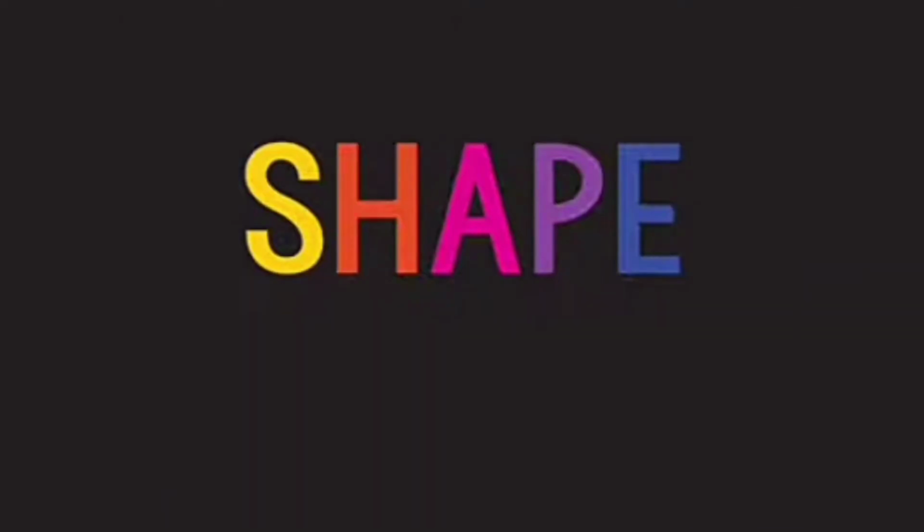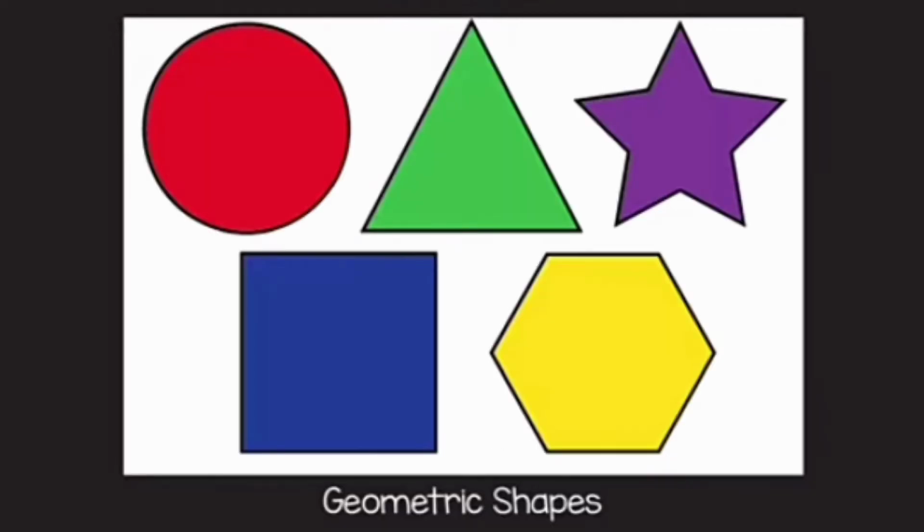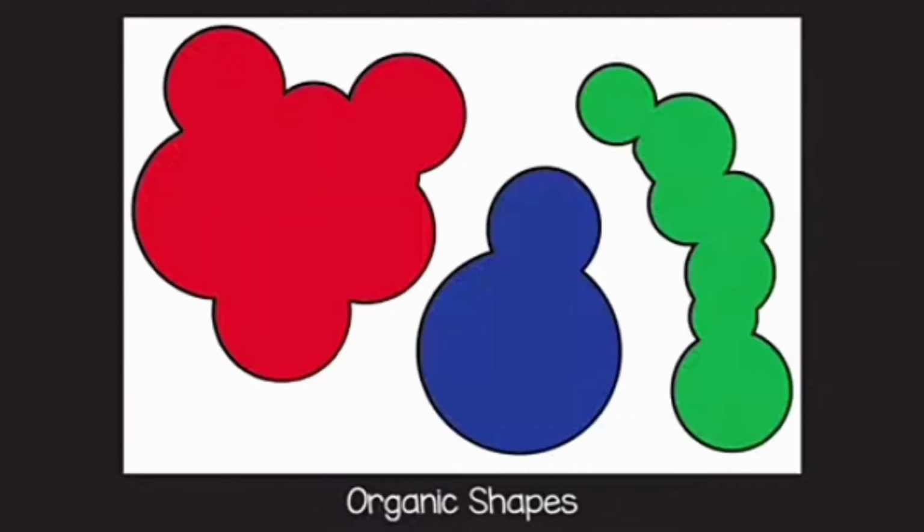Shape. Shape is a 2-dimensional area closed by a line. Here you have a line that looks like a circle, but it is not a shape yet because the ends are not connected. When the line closes, it becomes a circle. Geometric shapes are the ones that you might see in math class, like circles, square, triangle, star, or hexagon. Organic shapes are ones that you might see in nature and are usually rounded.